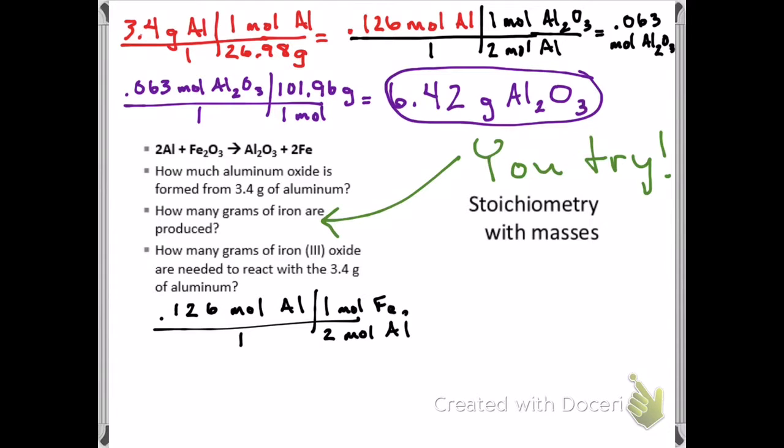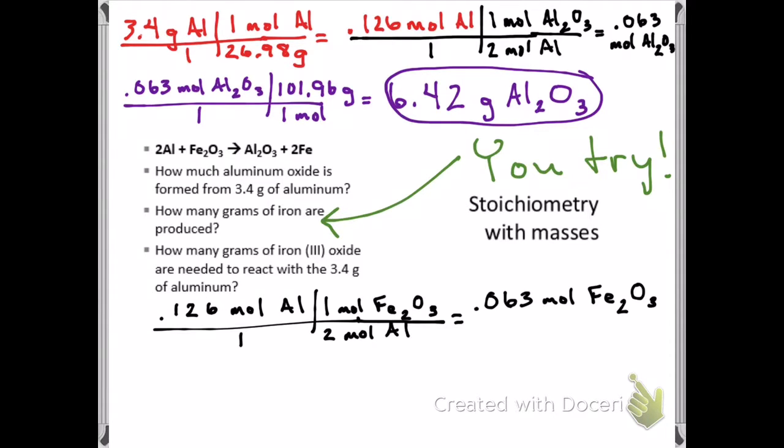So the last piece here is in black, and I did this in steps as well, but this asks how many grams of iron 3 oxide are needed to react with the 3.4 grams of aluminum. So this asks it a little bit differently, but really we're solving for a similar thing. Just because it's another reactant doesn't mean that we have to solve this any differently. Again, 3.4 grams of aluminum is going to be the same as 1.26 moles. So I started with 1.26 moles of aluminum.